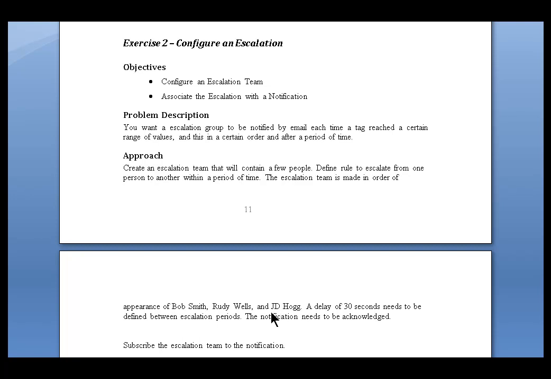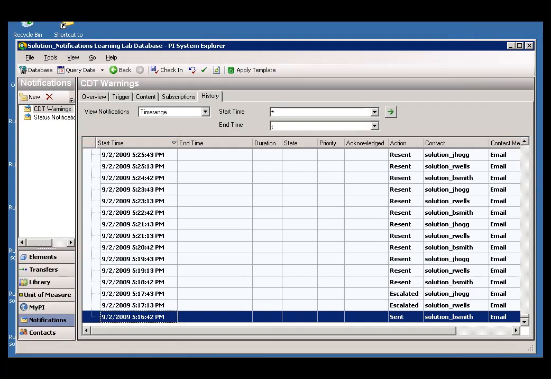And then we'll show you some bells and whistles. Like, for example, we'd like to set it up so that JD Hogg here, he's going to get a separate notification when the escalation or the notification is no longer in place. And he'll be the only one configured to do that. Let's take a look at what it looks like in the solution.